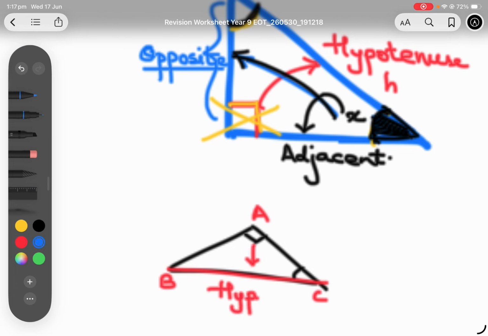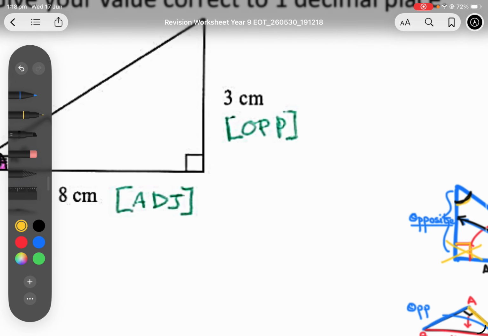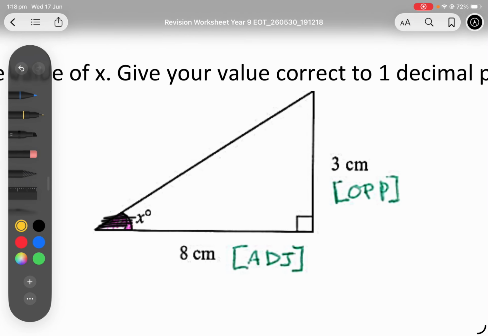And what about this side? This side is named because of this angle, and it is in front of it, so it will be called the opposite side, and this side is right next to it, so it would be called the adjacent side. Now you know how to mark the opposite, adjacent, and hypotenuse. This is very important.